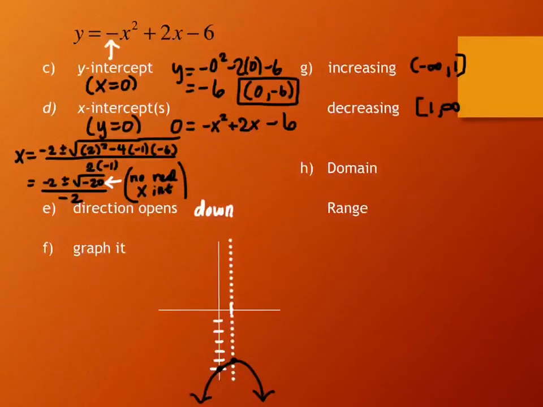The domain is all x values. You can think of that from the graph. You can think of that from the equation. There are no x values that I have any trouble using or entering. There may be ones I'm not wanting to enter, but I can do it. So our domain is negative infinity to infinity.